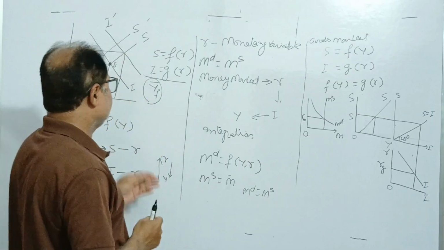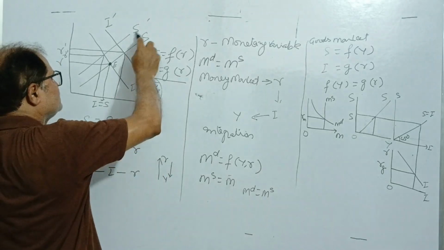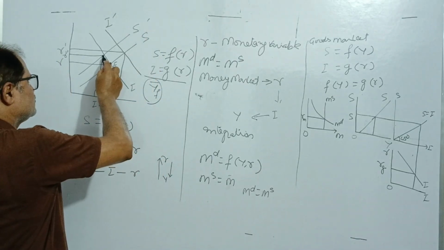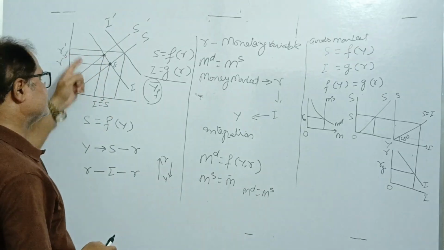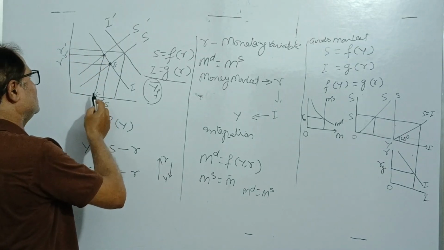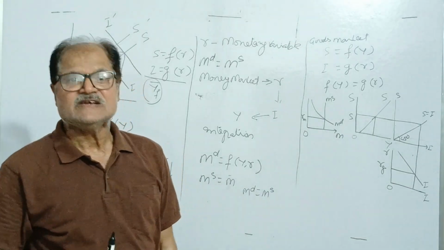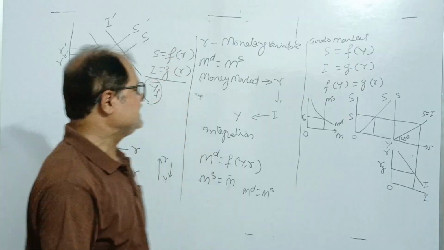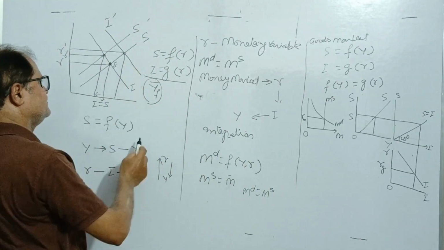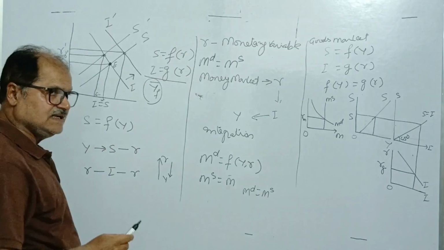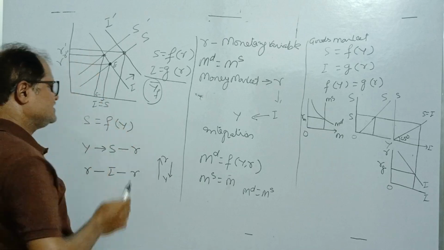Now, if saving declines, saving curve becomes S dash, then there is new equilibrium point, this one. As savings falls, rate of interest increases and investment also falls. So this is new equilibrium point. Similarly, because of innovation or any other reason, if investment increases, in that case, this is the new equilibrium point and this curve shifts to here. This is the equilibrium point, again rate of interest has increased.